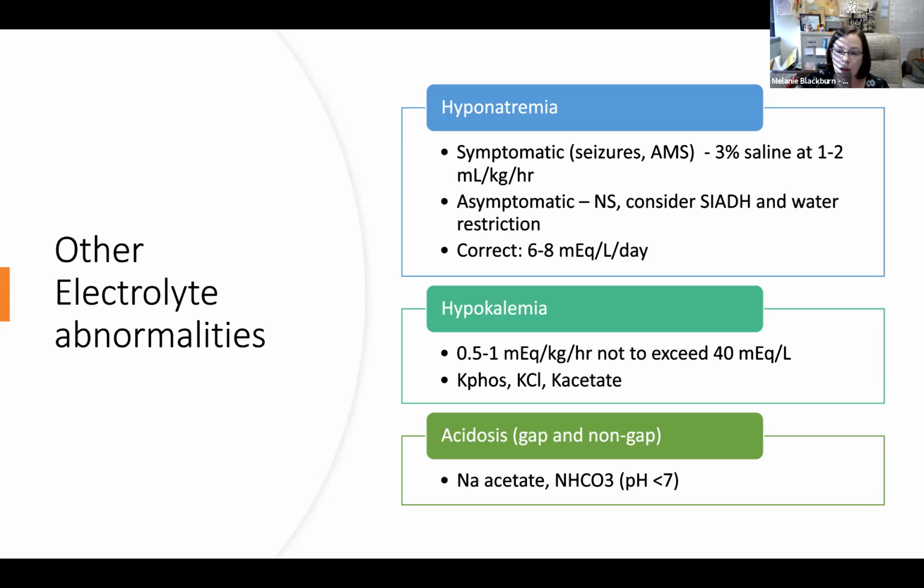Hypokalemia, there's a few different ways you can replace that, IV or PO. So K-phos, KCl, and K-acetate in the IV are ways that you can use additives to replace potassium. And then if patients are acidotic, remember that sodium acetate and sodium bicarb are ways that you can replace that in the IV fluids. So usually we're going to say if the pH is less than 7, you want to use bicarb. If it's greater than that, it's fine to use acetate.